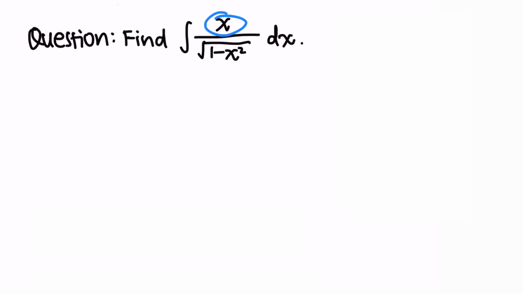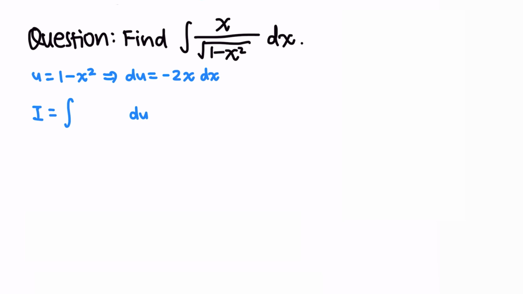That's all. So what we get is f(x) and a constant multiple of f'(x). So we want to take u equals 1 minus x squared, which means that du equals negative 2x dx. Now this x dx over here can just be replaced by du over negative 2. So we'll have our integral as du over negative 2, which is just negative half, and then we have this times 1 over square root u.